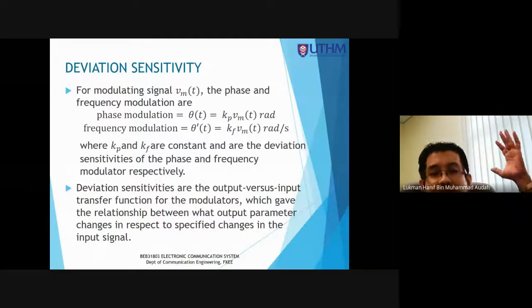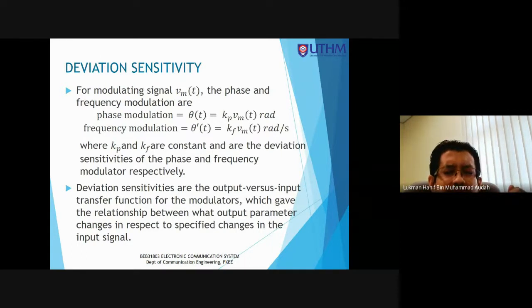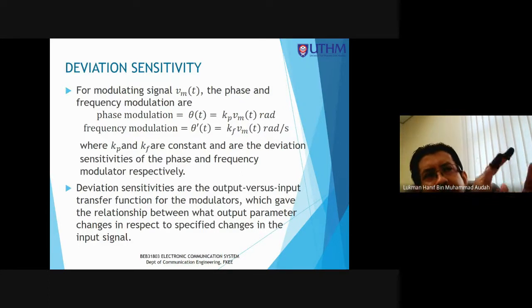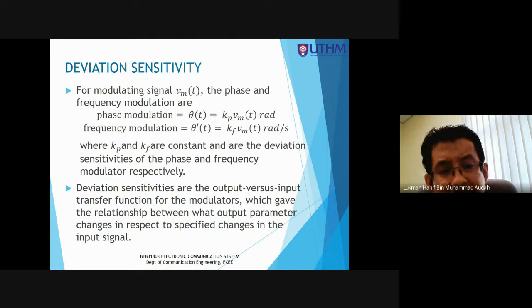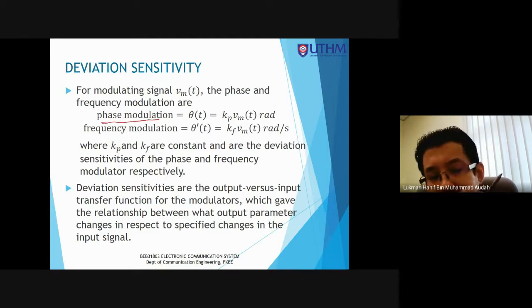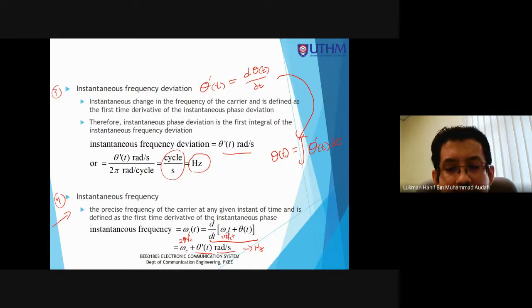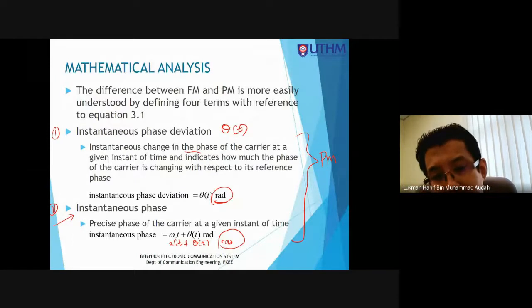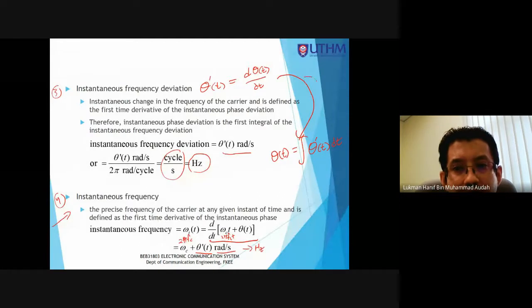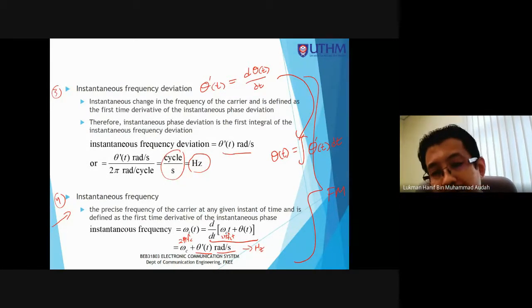So we have learned about theta t and theta prime t. So we know that theta t is a function of Vm(t). Tadi kita dah tahu bahawa theta t ini mengandungi function of Vm(t). Okay, and we have seen about theta t and theta prime t. That means if we do the first derivative of theta t, we get theta prime t. Kalau kita bezakan, kita dapat theta prime t. And in here, theta t is used in the phase modulation. Macam yang saya buat tadi lah. So ni untuk parameter untuk phase modulation. Dan parameter ini adalah untuk FM. This is parameter for FM.